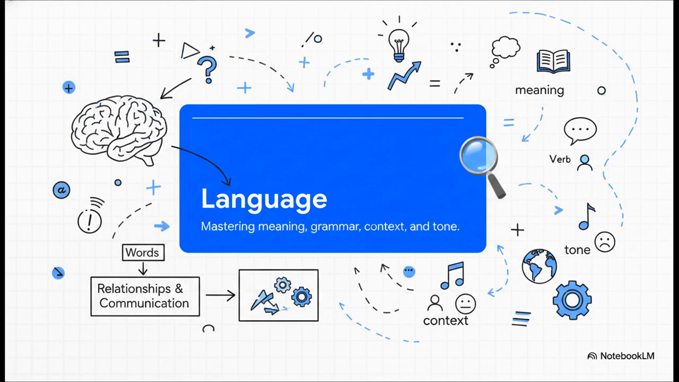Next up, we have language. Now this goes way beyond a simple dictionary lookup. The model maps context. It knows, for instance, that the word bank means something completely different when it's sitting next to the word river versus when it's sitting next to Wall Street. It's calculating grammar, tone, and these incredibly complex relationships between words to mimic actual, natural human communication.